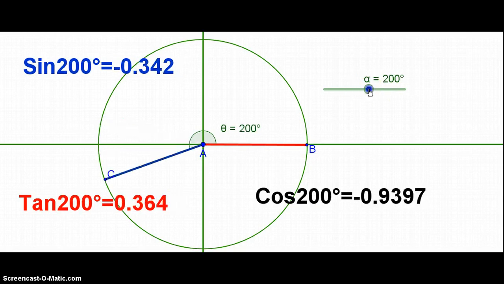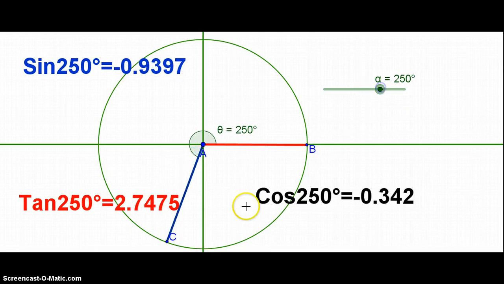Now let's go to the third quadrant. Once we enter the third quadrant, that is angles that are more than 180 but less than 270. So here we have 200, and at 200 sine is negative, only tan is positive, cos is negative. And any value again within the same quadrant, for example 250 degrees, sine is still negative, tan is positive, and cos is negative.